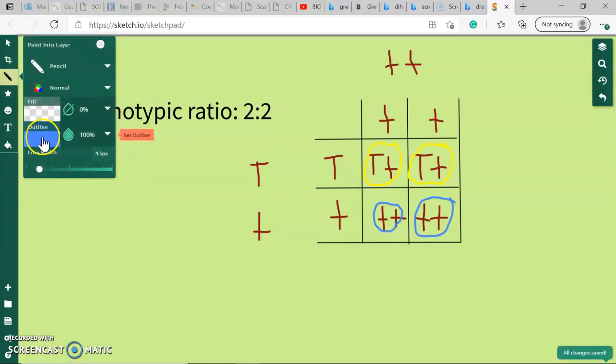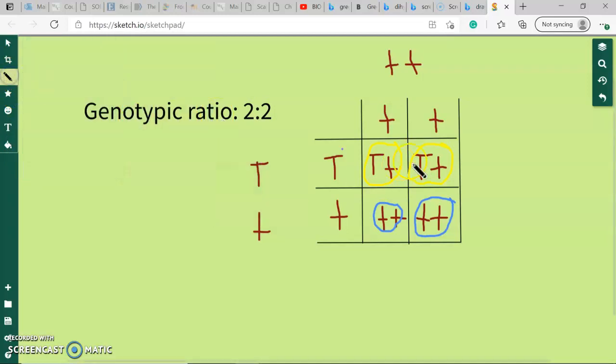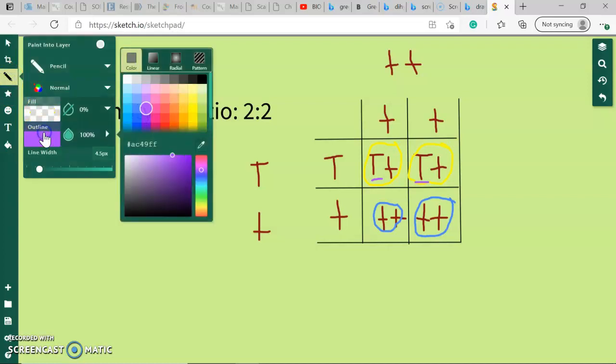Now let's go through and find our phenotypic ratio. Let's do purple for this first one here. So our phenotypic ratio is the traits that actually show through. So we look at this one right here, has a dominant allele in it, as does this. So these will both be tall plants. Let's change the color real quick again. Let's change it to this reddish color here.